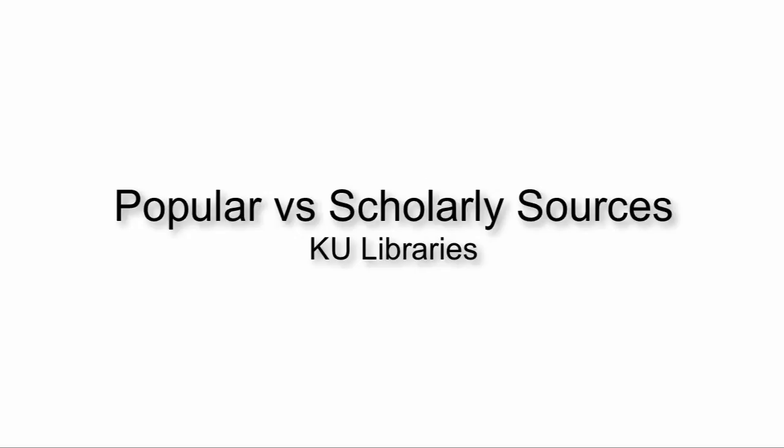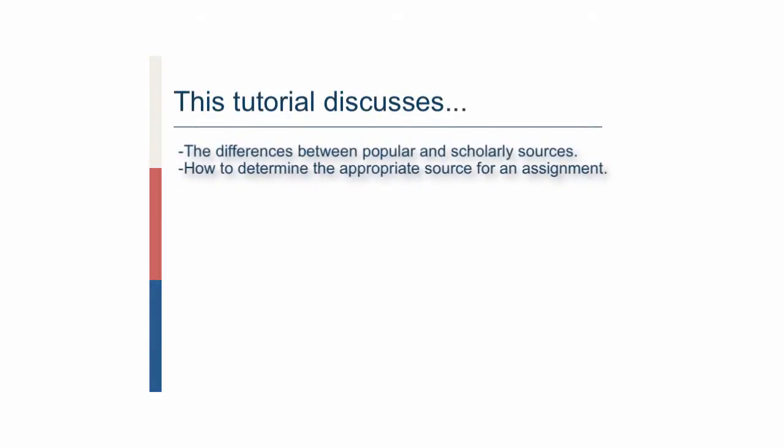Today we are going to give a brief overview of the types of sources we encounter while doing research at KU Libraries, which will help you choose the right information for your purpose. At the end of this tutorial, you will have learned about popular sources such as magazines and newspapers, and scholarly sources such as academic journals.